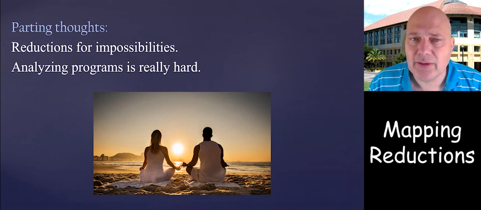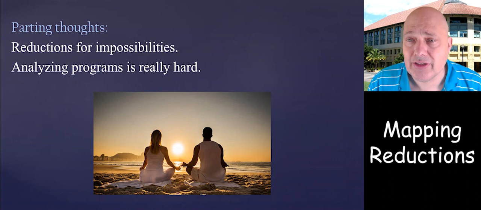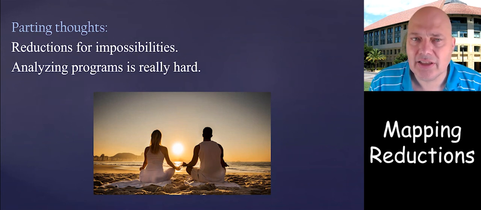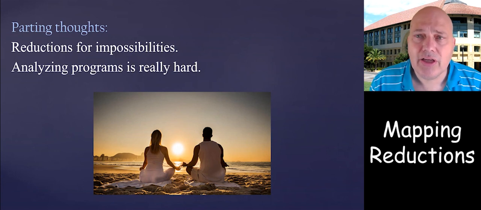And analyzing programs is really hard. We've seen various things that we really want to say about programs, like whether two programs are equivalent, or whether a program halts, but we cannot. In the next video, we're going to see a way to deduce that many things about computations are not decidable or not recognizable. This will be Rice's theorem. And then we will talk about a more general, stronger notion of reductions called Turing reductions and what it implies.